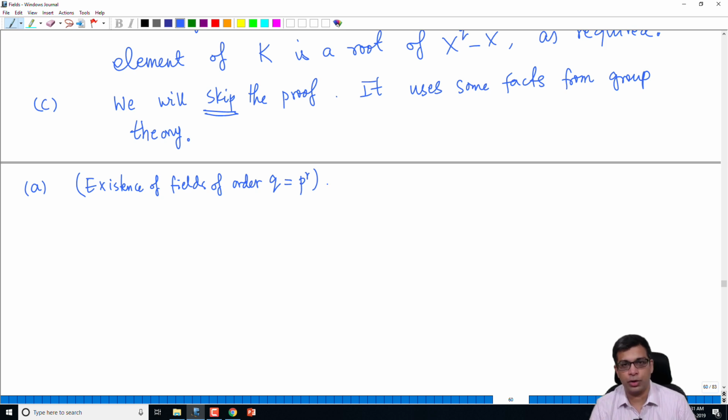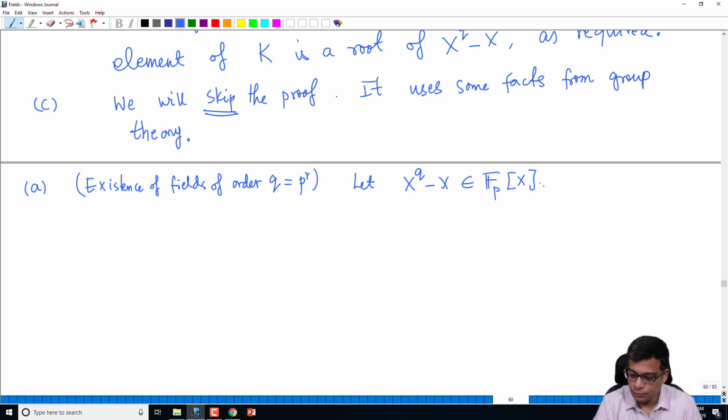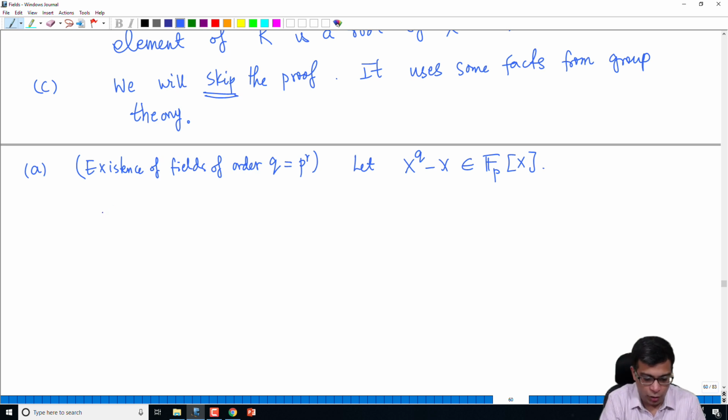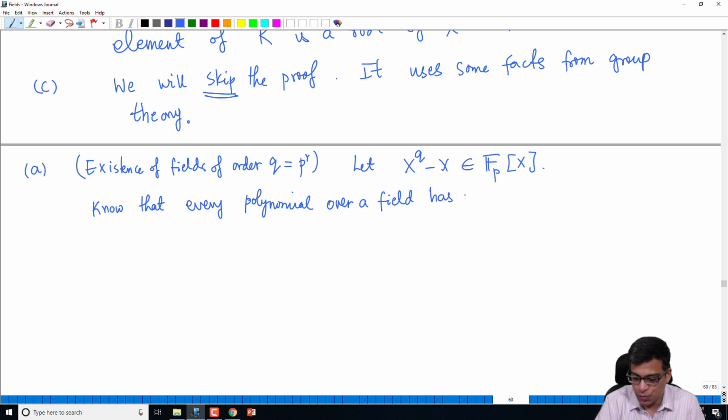So what we are going to do is use a theorem that I have proved earlier in the course, about splitting fields. So let us consider the polynomial x power q minus x in Fp[x]. We already know that every polynomial over a field has a splitting field.